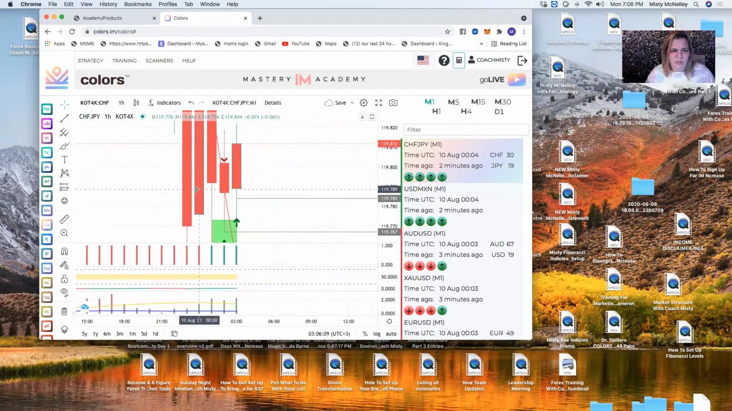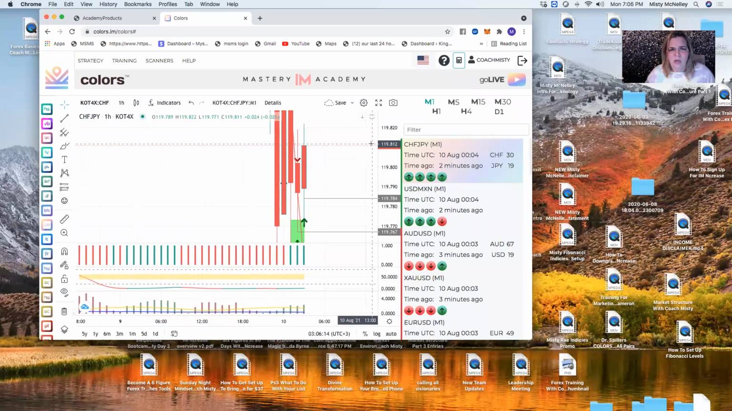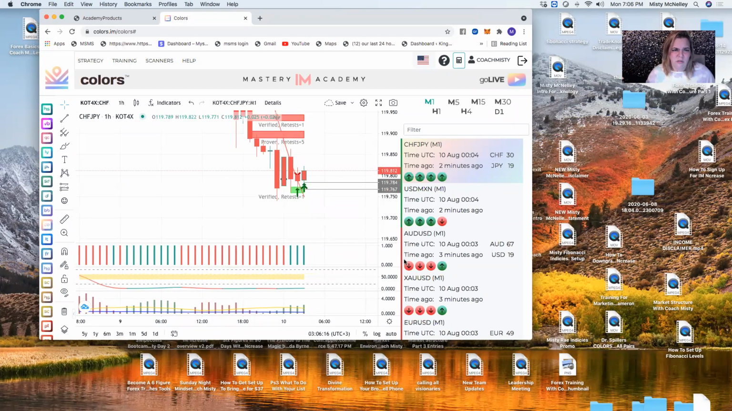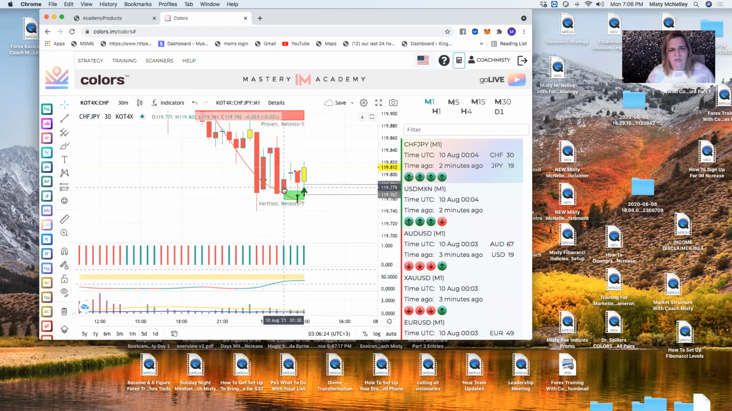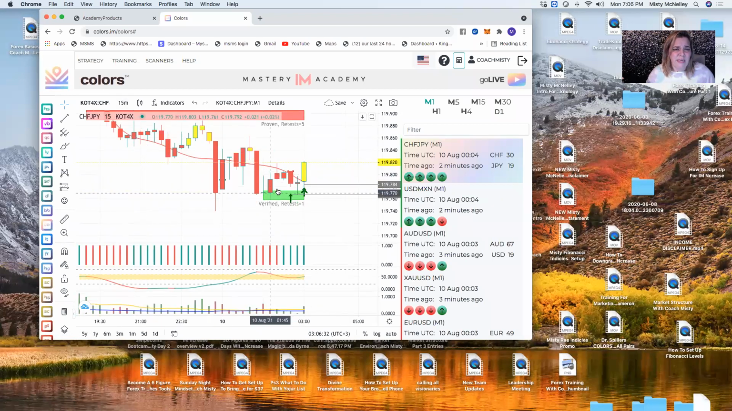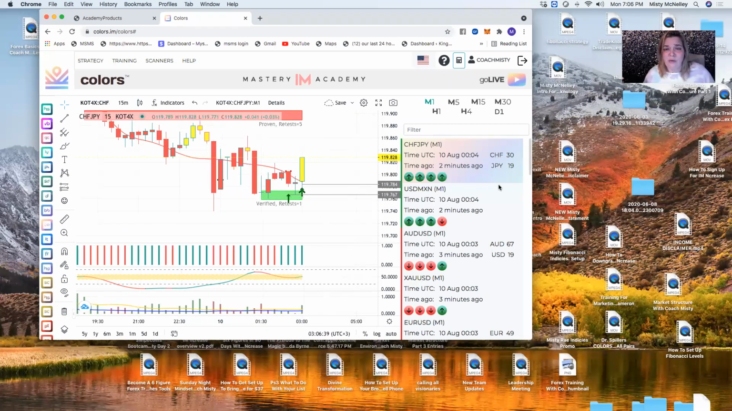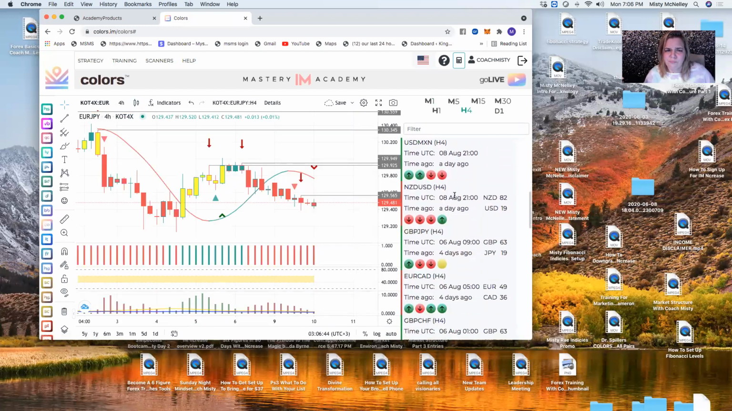What is wrong with colors? See, on the 1 hour, it's been selling. Okay, on the 30 minute, it's a pullback. On the 15 minute, it's still very much a downtrend. Still very much a downtrend, so I wouldn't take it.